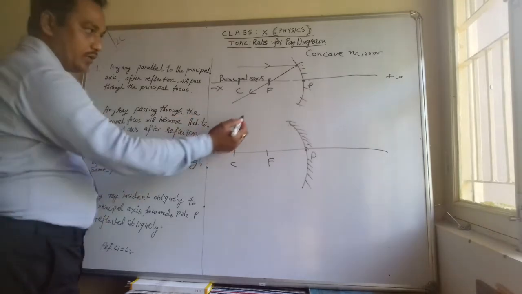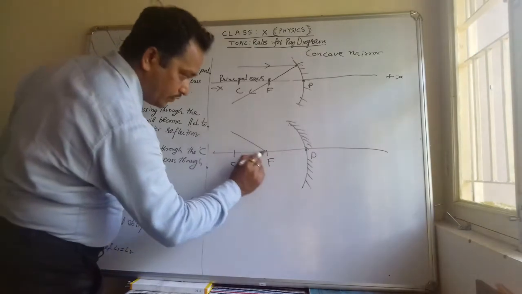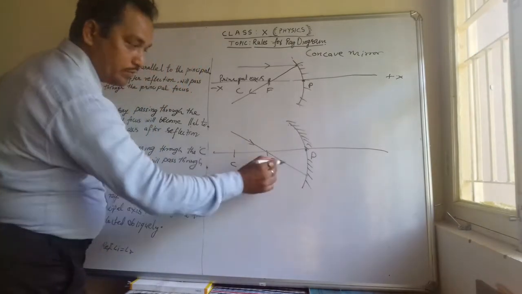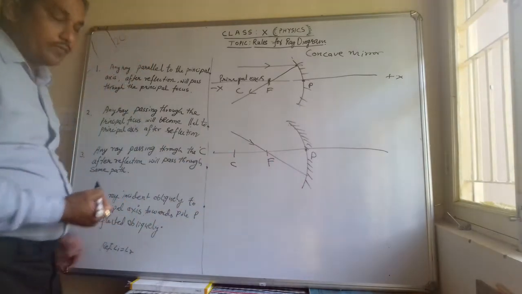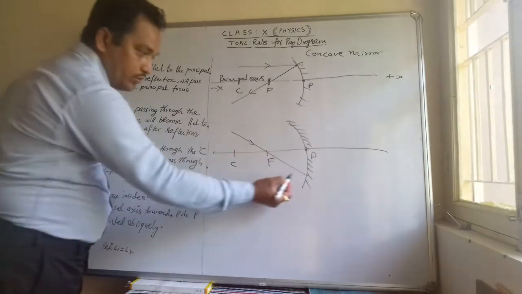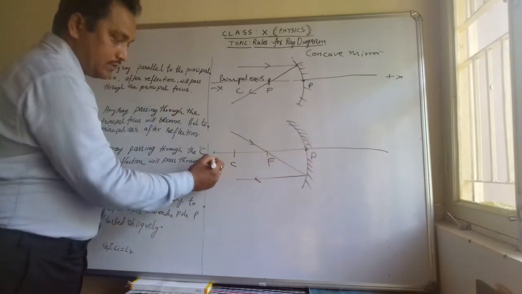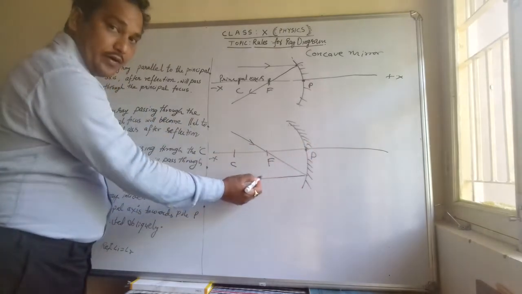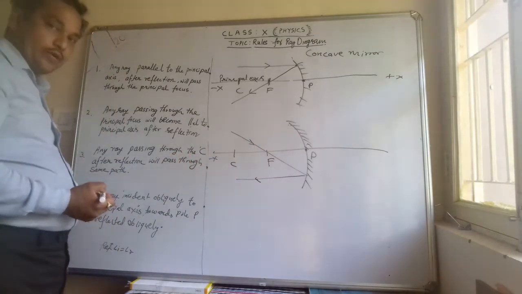Here the ray is first of all going from the focus. For example, this is the ray which is passing through the focus. So what will happen? After reflection, it will become parallel to the principal axis. So this is the x-axis, and this reflected ray is parallel to the principal axis. So this is the second rule.